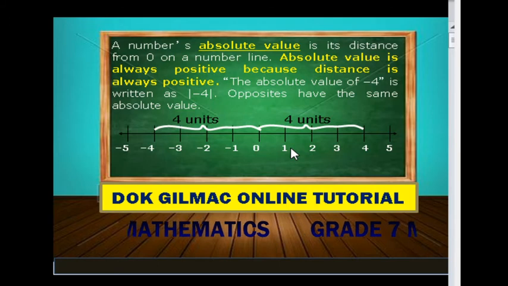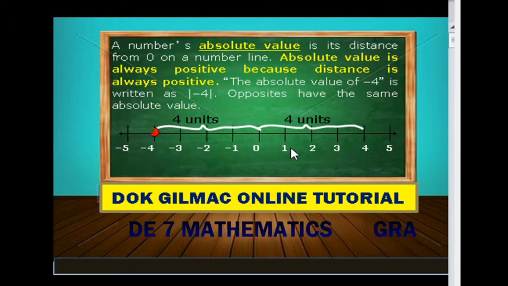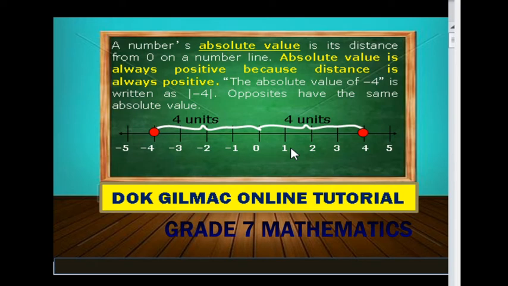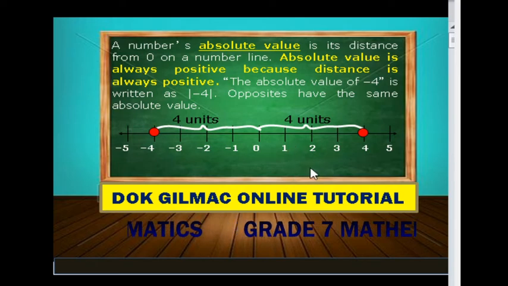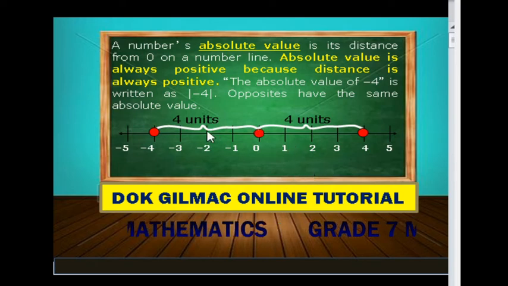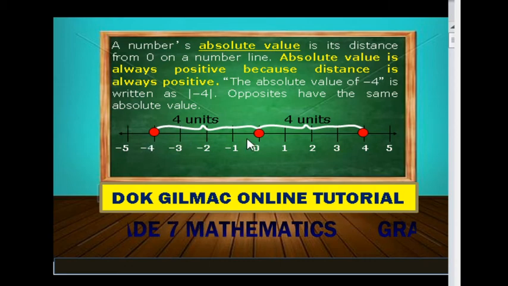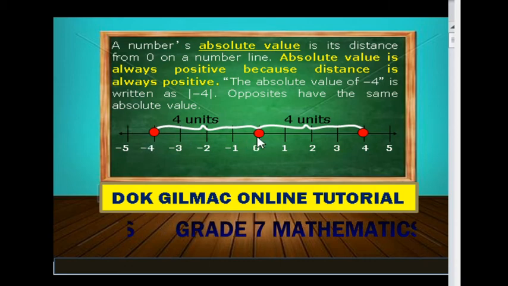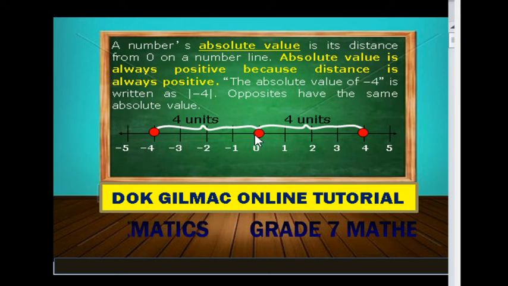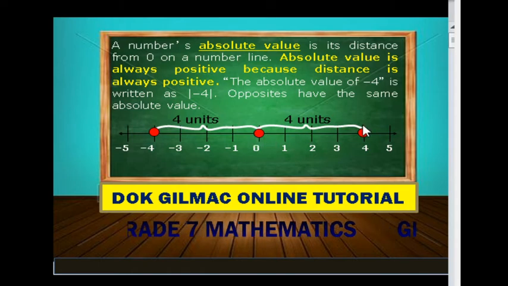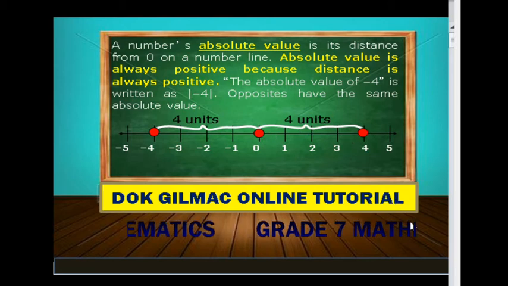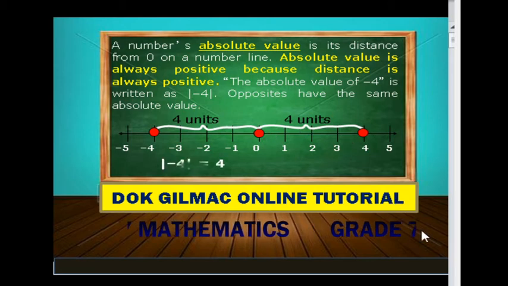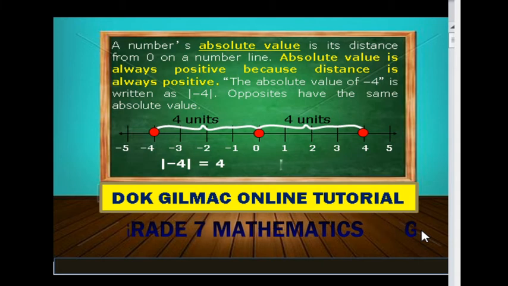Now consider negative 4 and positive 4 here in the number line. As you can see, negative 4 is 4 units to the left of 0. And positive 4 is also 4 units from 0. So, therefore, the absolute value of negative 4 is 4. The absolute value of positive 4 is also equal to 4.